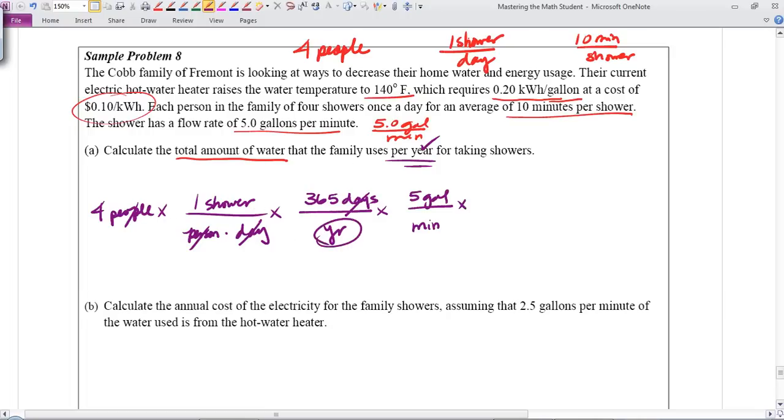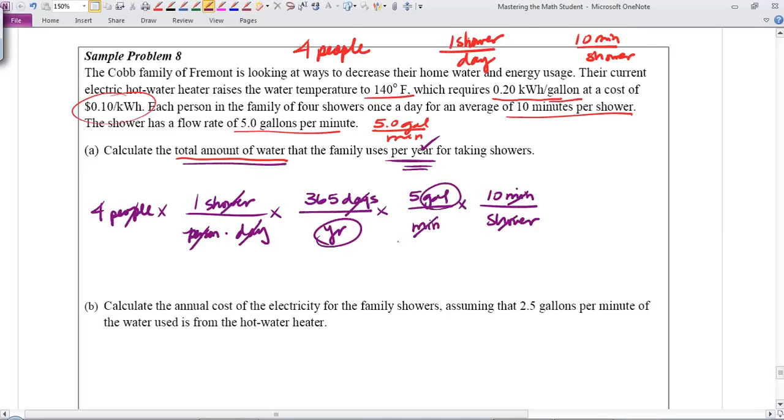5 gallons per minute, and then how many gallons per shower? Oh, how many minutes per shower would be even better? 10 minutes per shower. So I got shower out of my life. I'm getting closer. Got minutes out of my life. And I got gallons per year. Does that make sense for total amount of water per year? Yes, it does. It's going to be a whole bunch of gallons.